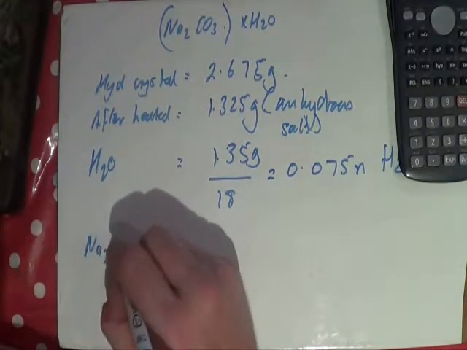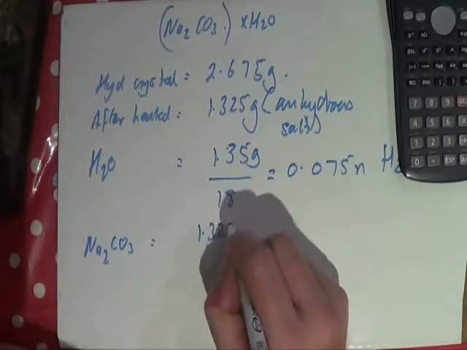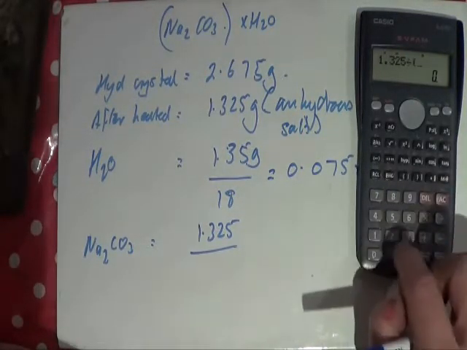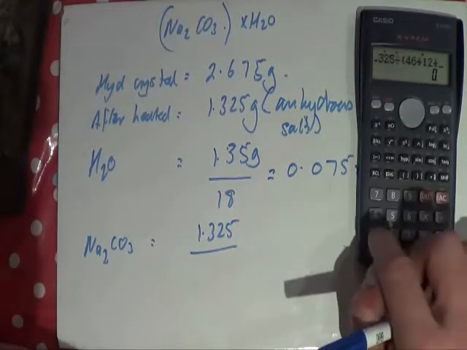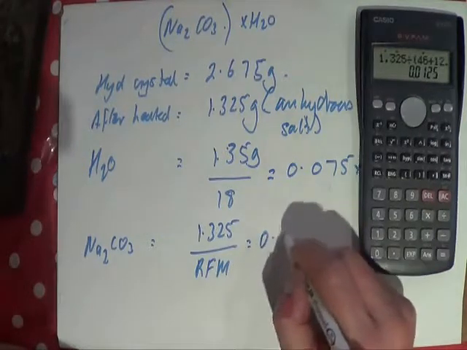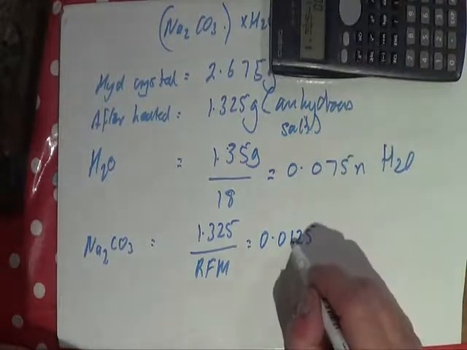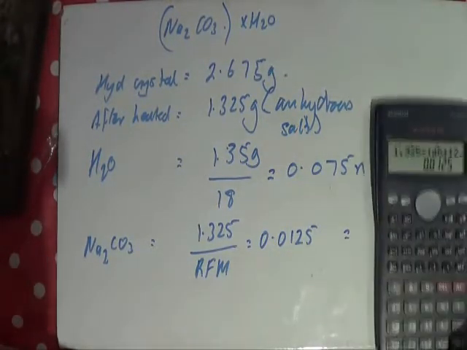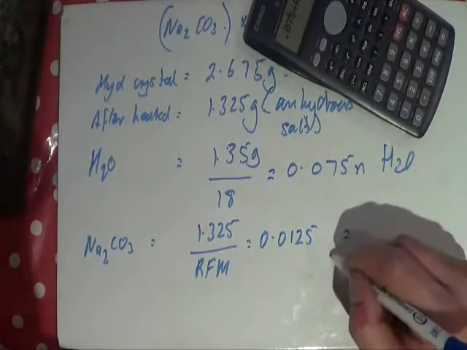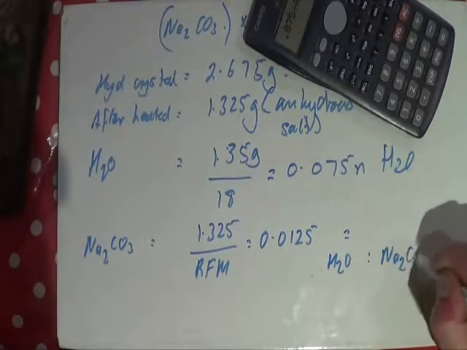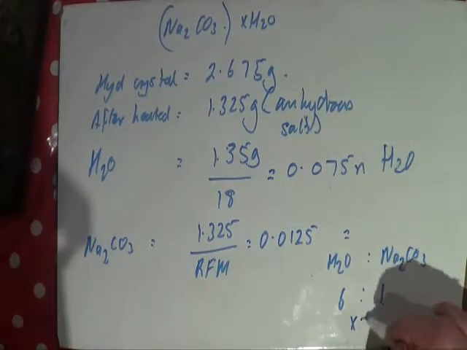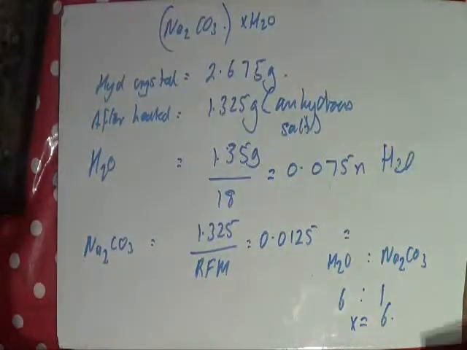So of the Na2CO3, I must have had 1.325 divided by the RFM of that, so 1.325 divided by 2 sodiums are 46 plus 12 plus 48, which is 0.0125. Okay, so this number is smaller than this number, so we divide 0.075 divided into the answer. Okay, so the water to Na2CO3 is 6:1, so therefore our value for X is equal to 6 there.